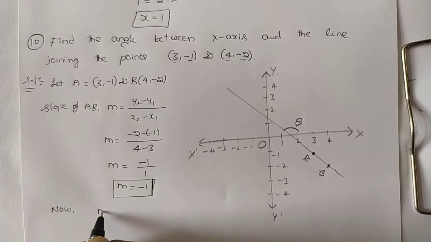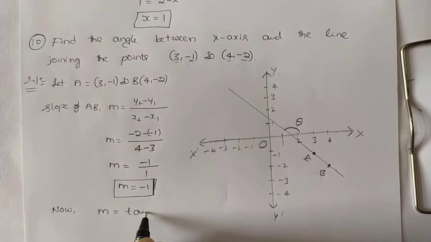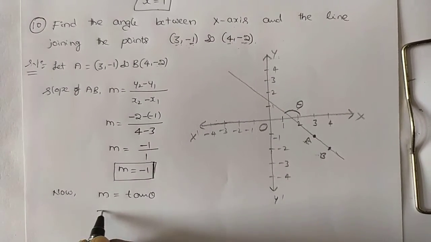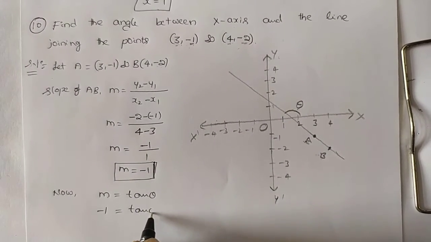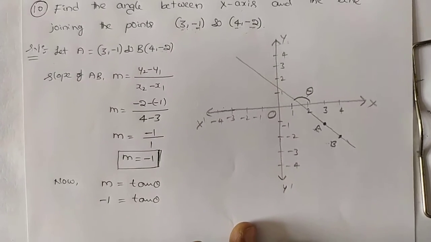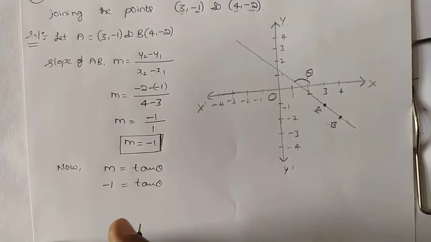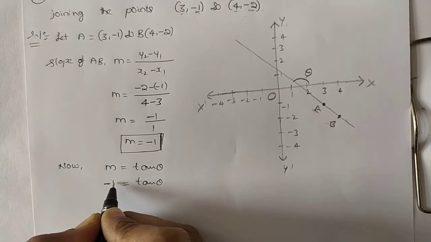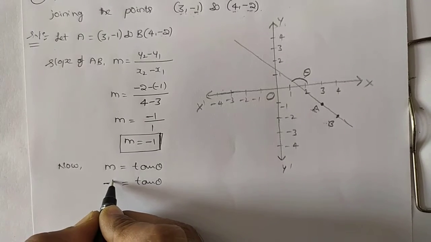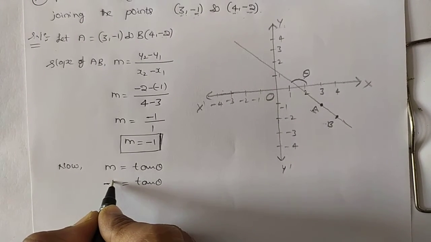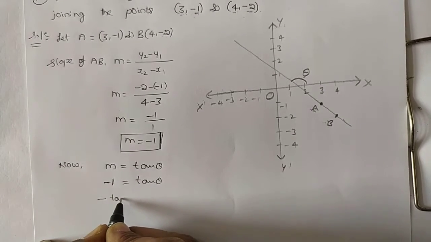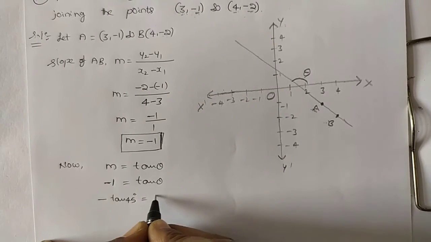Now, one more slope formula: m equals tan theta. Then m we found is minus 1, so minus 1 equals tan theta. Now you just apply the trigonometry concept. Which angle is equivalent to minus 1 in terms of tan theta? Okay, minus tan 45 degrees equals tan theta.